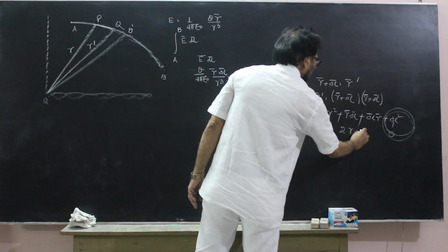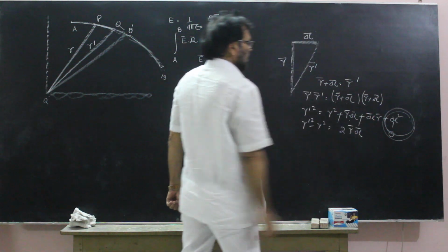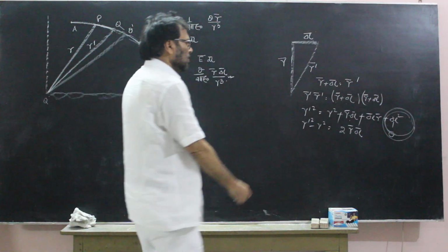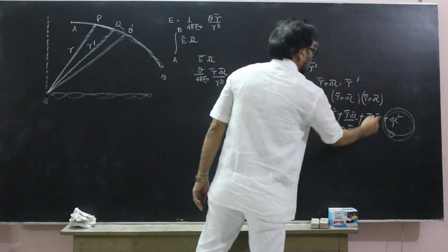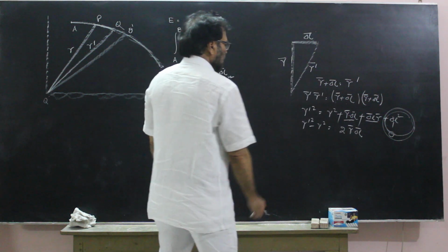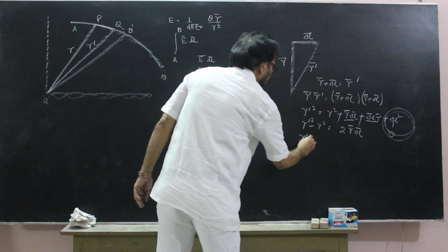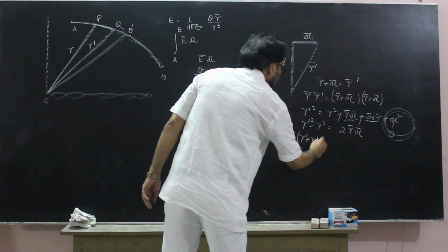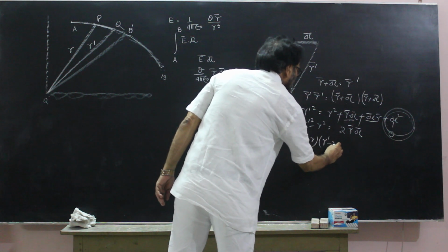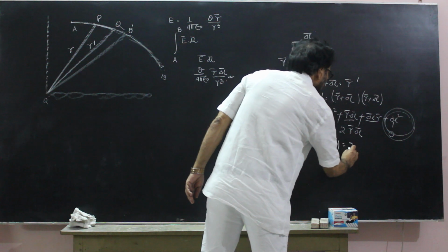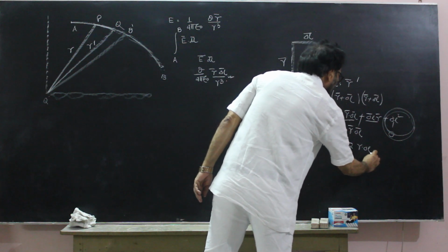Now r dash square minus r square is 2r dot dl. A dot b is equal to b dot a. So r dot dl is dl dot r. Now r dash plus r and r dash minus r is equal to 2r dot dl.